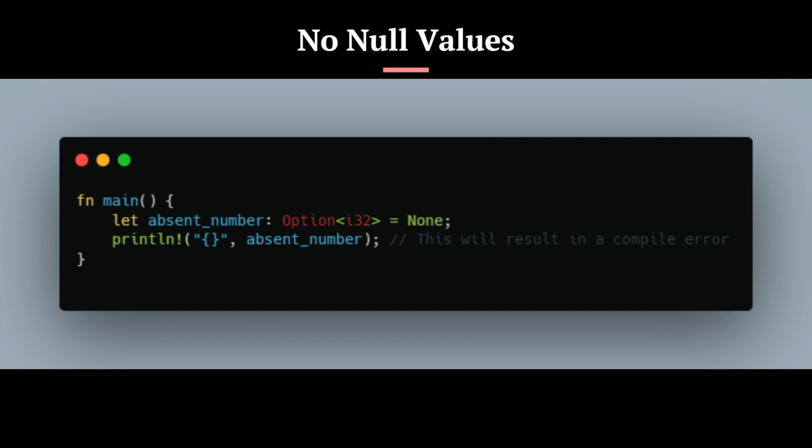Trying to directly print absent_number would result in a compile time error. To use this value, we need to explicitly handle the case when it might be None. This ensures that null reference errors, which are common in many other languages, cannot occur.